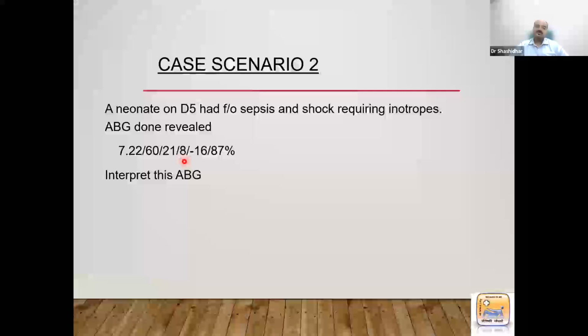Next, when you get a metabolic acidosis, look for respiratory compensation. Right? So when you have a metabolic acidosis, use the Winter's formula. That is 1.5 times the bicarb, 1.5 times 8 plus 8, plus or minus 2.